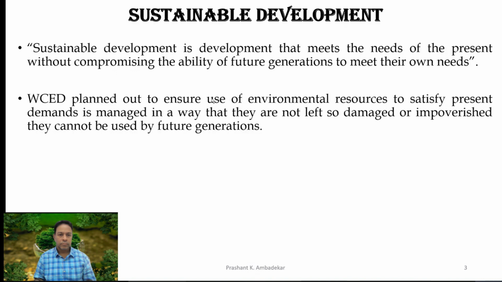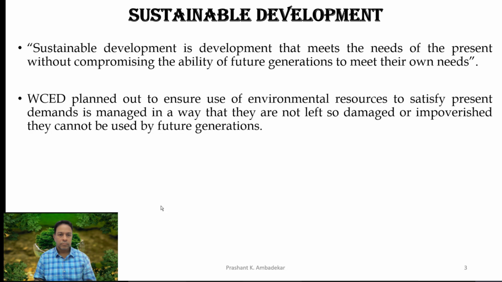It planned to ensure that the use of environmental resources to satisfy present demands is managed in a way that they are not left so damaged or impoverished that they cannot be used by future generations. Whatever environmental resources we have can be used to satisfy present demand, but they should not be left damaged. Now, you can see they say "not left so damaged," so damage is definitely going to happen.